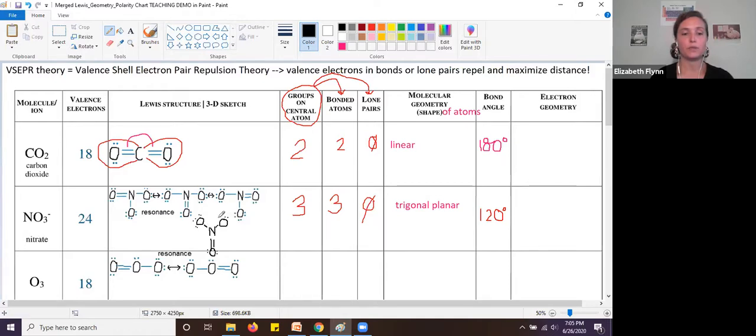Right, 2, 5, 6, making an octet, and we've got our bond angle of 120 here for nitrate, and that's the same bond angle everywhere. If the atoms were different, so if this were not a symmetrical molecule, then we would see different bond angles because different atoms have different sizes, which can affect the bond angle, as well as different electronegativities, which can affect the bond distance, and so that'll affect the bond angle as well.